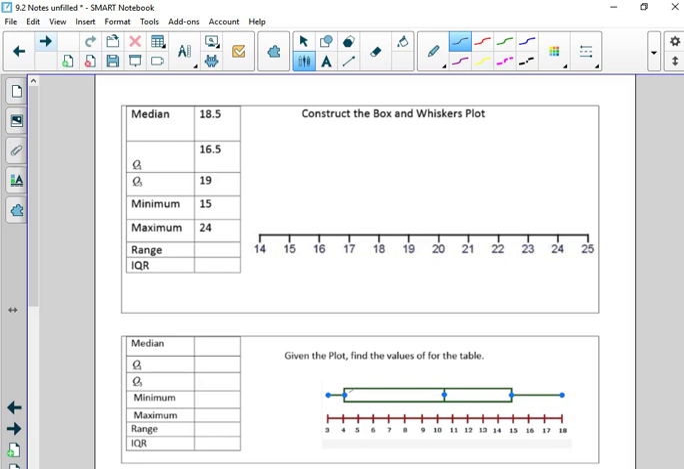Okay, how do you construct it? Well, it's really easy when you're given the information. Okay, so median, you just put a line above 18.5. So 18.5 is right there. Okay? And then 16.5, you put another line. And at 19, you put another line. Now, with those three lines, you make your box. The minimum, you put a line. The maximum, you put a line. And then you connect and draw your whiskers.